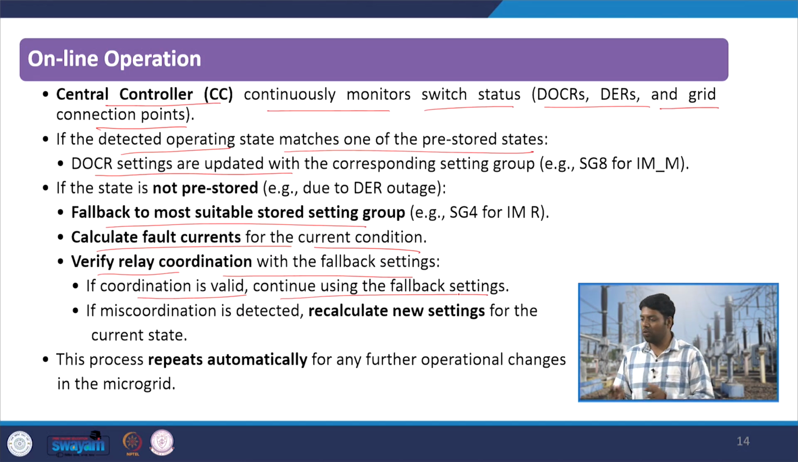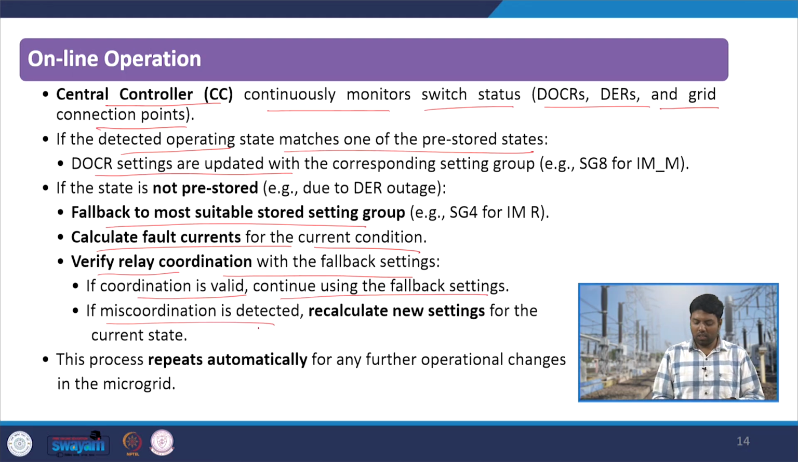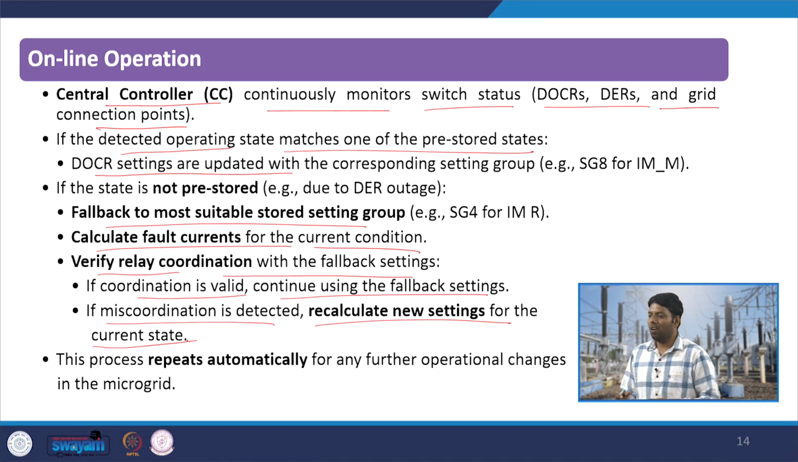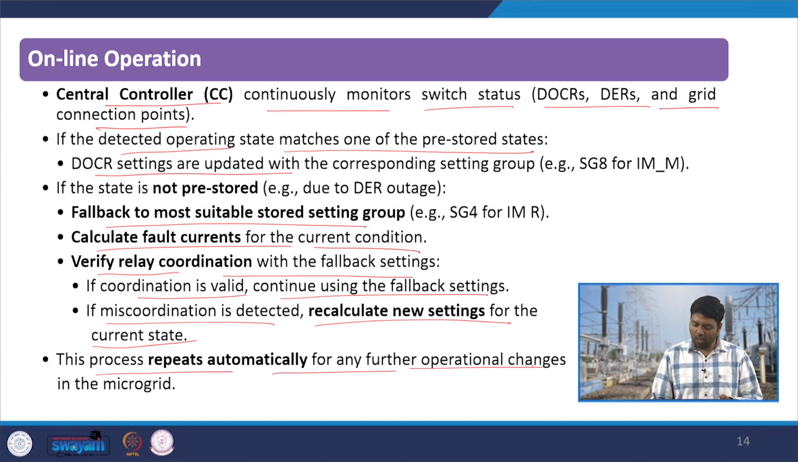If the coordination is restored, that means whatever is desirable that you are getting, then you need not go with a new setting process. Whatever setting you have, you can just use it. But if it is not, then recalculate the new setting with the current state. Then you solve your optimization process and calculate the new setting. This process repeats automatically for any further operational changes in the microgrid.